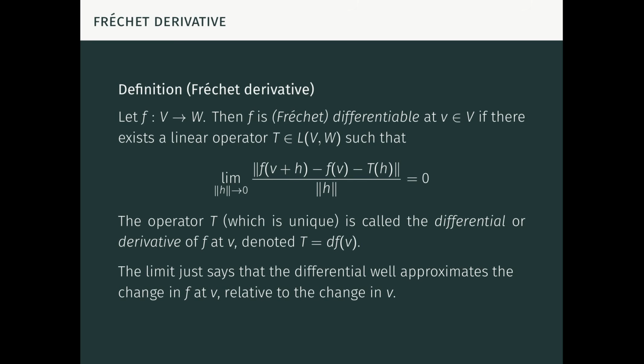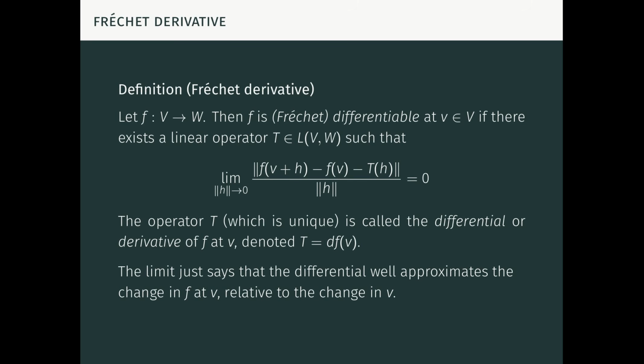The quantity h represents a change in v. So the quantity f(v+h) minus f(v) represents the change in f at v when v is changed by h. The quantity f(v+h) minus f(v) minus T(h) therefore represents the difference between that change in f at v and the value of the differential evaluated at h. The norm of that difference, of course, represents the distance between those two quantities. So the fact that this numerator goes to 0 means that the differential of f at v provides better and better approximations to the change of f at v as h, the change in v, goes to 0.